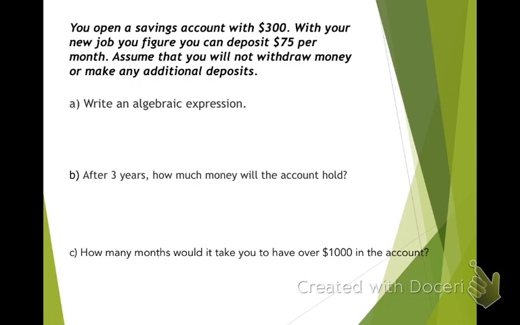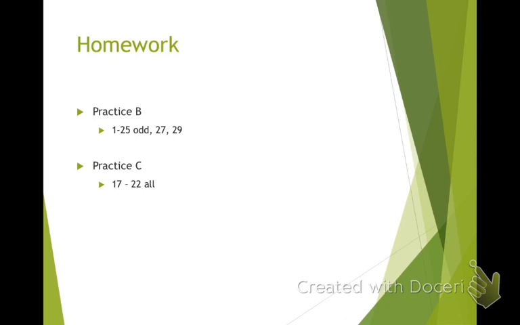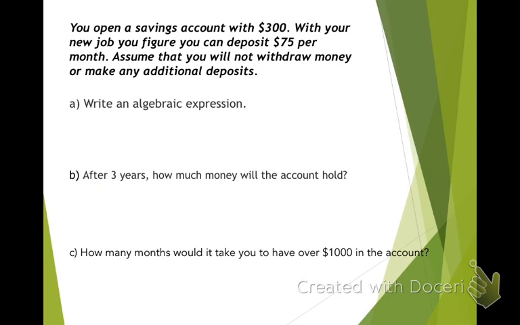So here it says you open. Is this the right one or is it the next one? That was the right one. You open a savings account, $300 with your new job. You figure you can deposit $75 per month. Assume that you will not withdraw any money or make any additional deposits. You write an algebraic expression. I don't care what number or what letter you use. Okay, and then after 3 years, how much money will the account hold? And then how many months will it take for you to have $1,000 in your account?